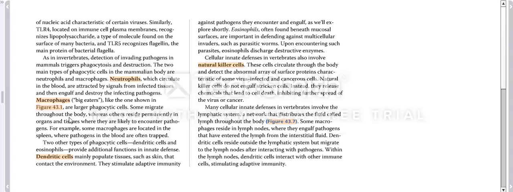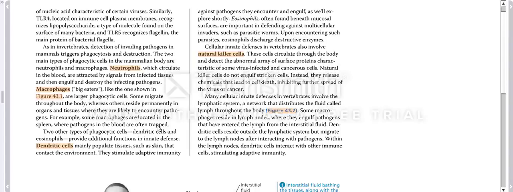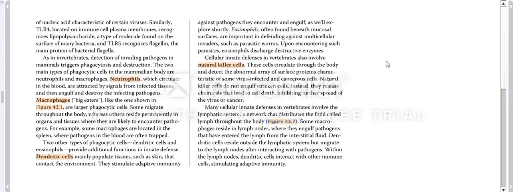The other two types of phagocytes provide additional functions for innate defense. Dendritic cells reside in tissues like the skin that contact the environment. These types of cells stimulate adaptive immunity against pathogens that they encounter. And then finally, eosinophils are important for defending against multicellular invaders. You can see here that the example the book gives is parasitic worms. When the eosinophils encounter the pathogen, they excrete catabolic enzymes.